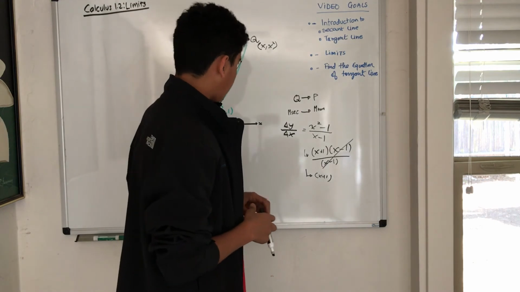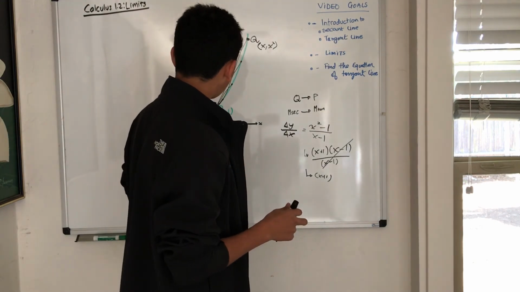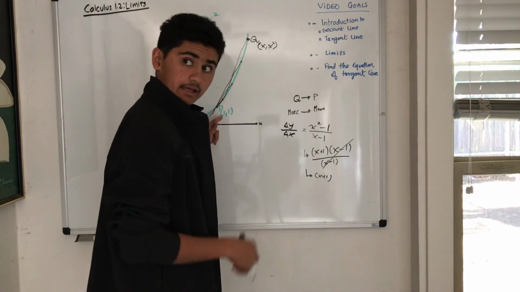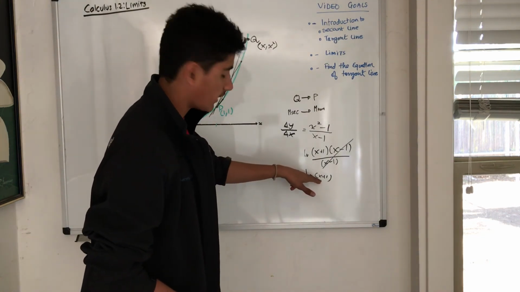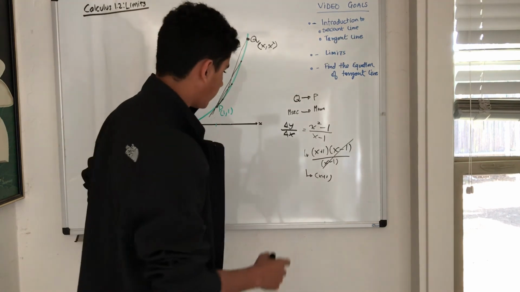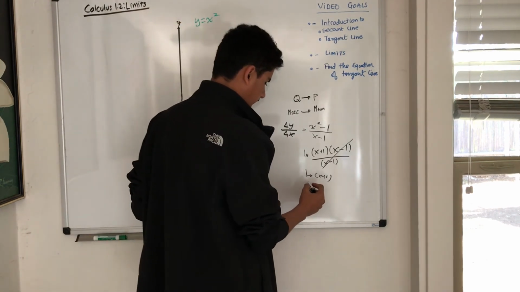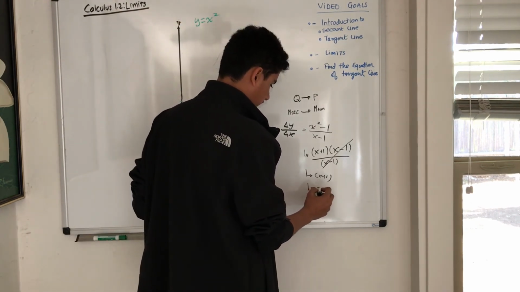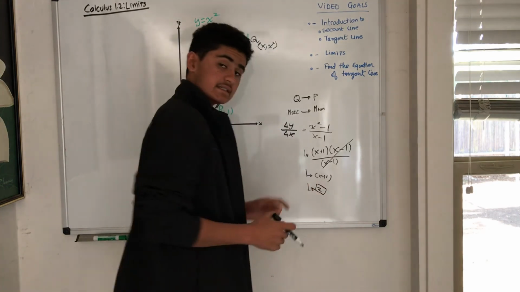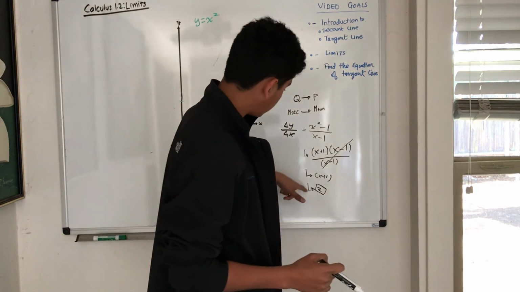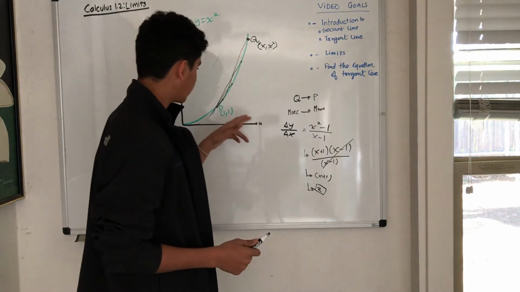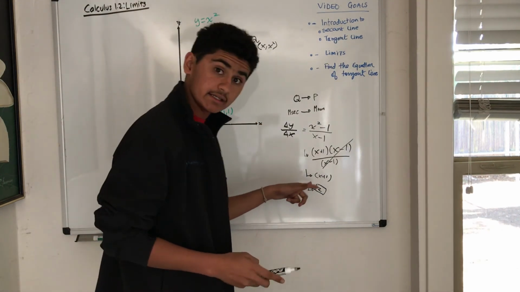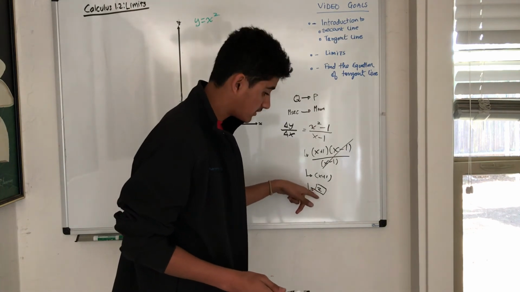So I said at the beginning that we're trying to find the slope for when it's at x equals 1. So if we put x equals 1 over here, we're going to get a value of 2. Which is indeed what the slope of the tangent line is, because as it approaches 1, it becomes 2, which is going to be the slope.